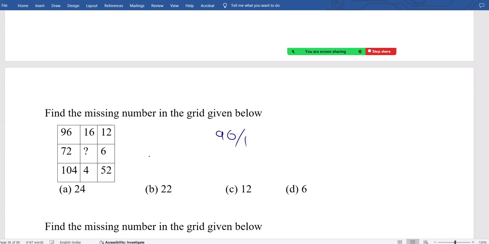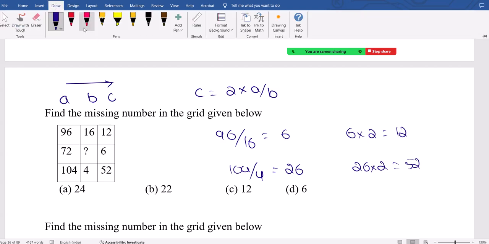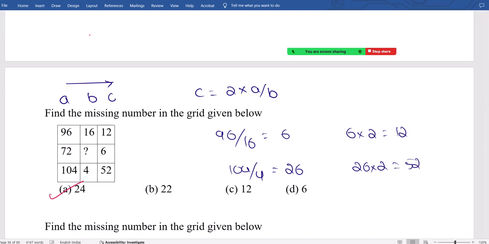See, 96 divided by 16 is 6. Double of that is nothing but 12. 104 divided by 4 is 26. Double of that is nothing but 52. Here A, B, C, C is nothing but twice of A by B. Double A then divide by B, or A divided by B, double of that. So excellent, 24 is the correct answer. Next one.